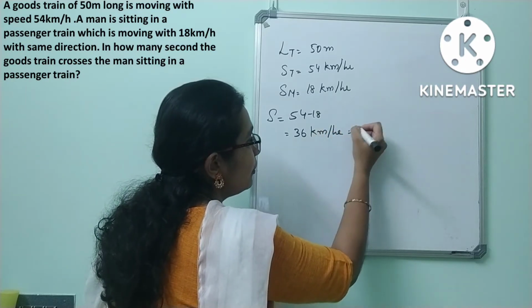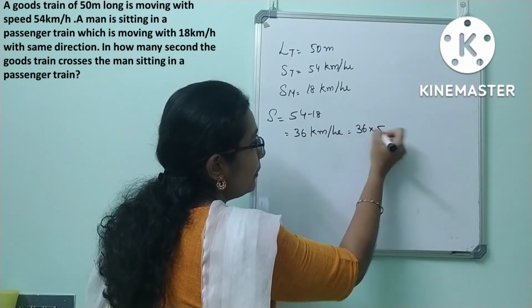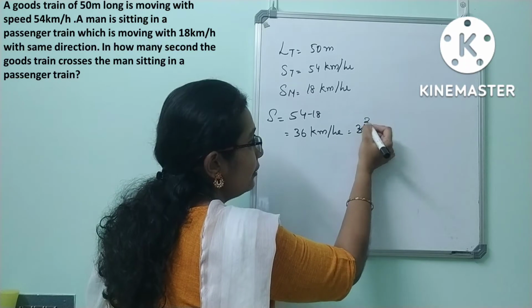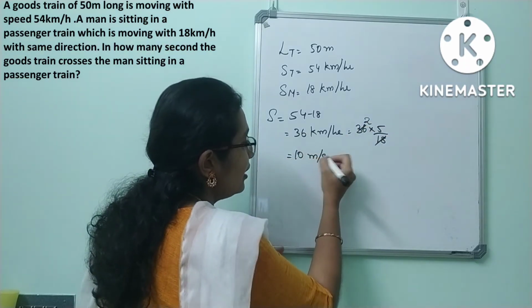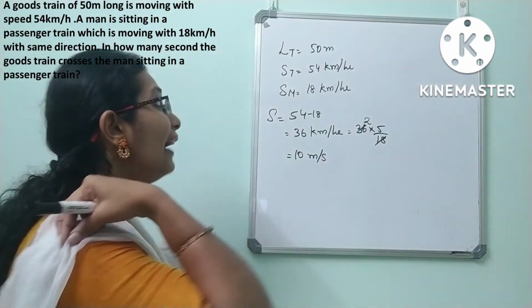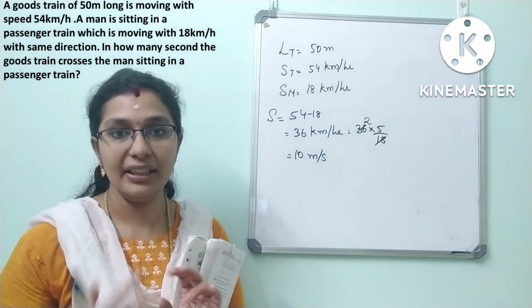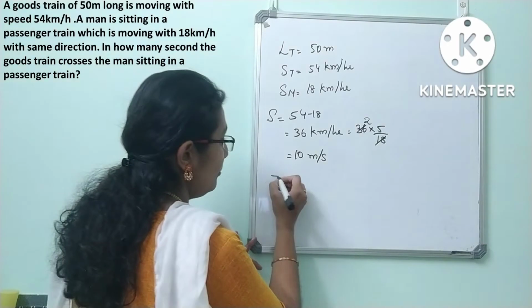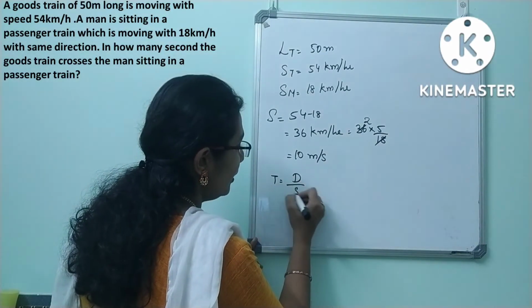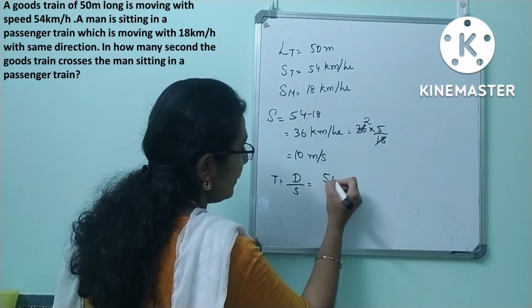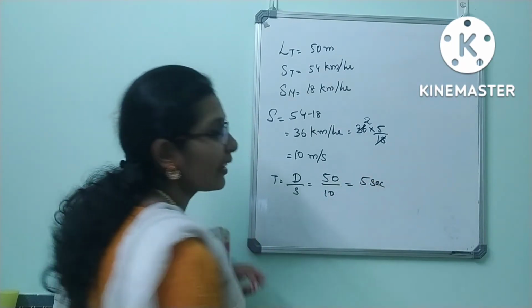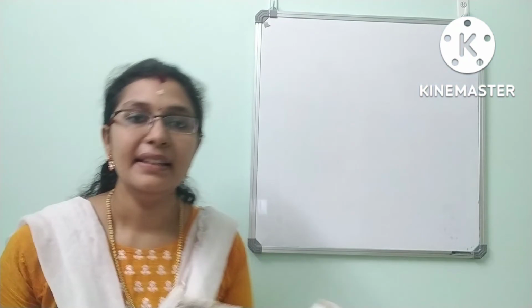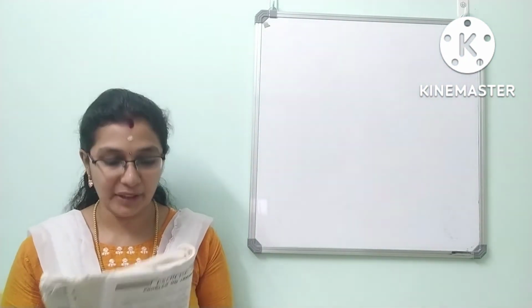So convert it into meter per second by multiplying by 5 by 18. If you can simplify, you can do that, okay? So 10 meter per second is the total speed. And the length of the train you know, so you can easily find the time, right? Time is equal to distance by speed. So distance is 50, speed is 10, which is 5 seconds. Clear? Yes. See the next question and try to solve it by yourself, okay?